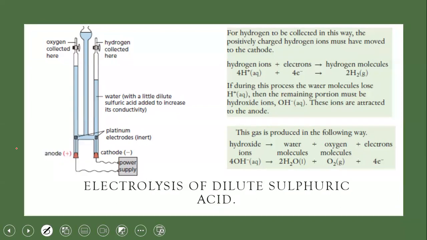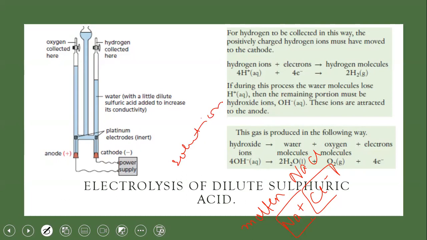How do things get complicated? In a molten state, if I have molten sodium chloride, then I have only two ions. I have sodium ion and I have chloride ion. That's it. I only have two ions. So it's very easy for me to decide which cation will go to the cathode and which anion will go to the anode, because there are only two. But what happens when we have a solution?